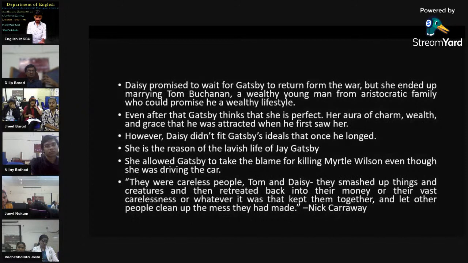And as we know, Nick portrays Tom and Daisy as careless people. They smashed up things and creatures, and they retreated back into their money or their vast carelessness, or whatever it was that kept them together, and let other people clean up the mess they had made. At the end of the novel, we see that Gatsby was murdered, and Tom and Daisy left without leaving any address or attending Gatsby's funeral.